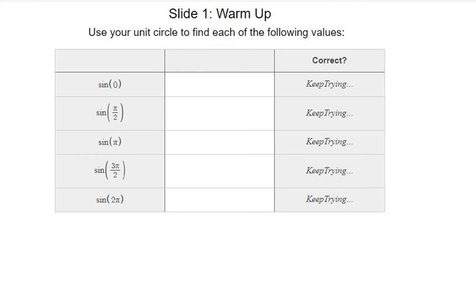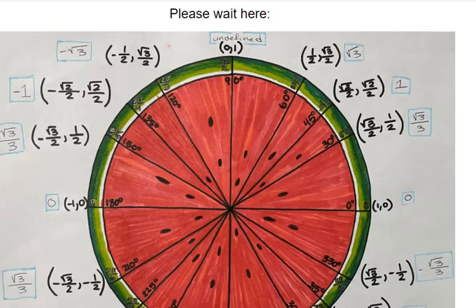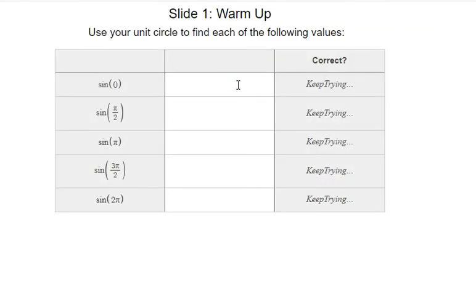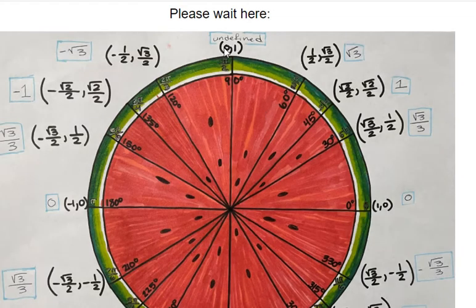Okay, so the warm-up's just asking to find the sine at these different angles. So the sine of 0, we can look at our unit circle here. The sine of 0 degrees is 0. Remember, we're looking at the y-coordinate for sine. 0. Then we're going to look at the sine of pi over 2.